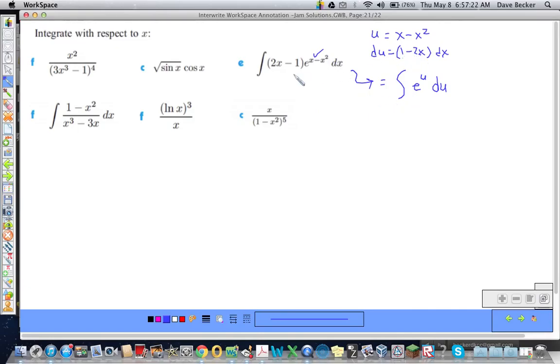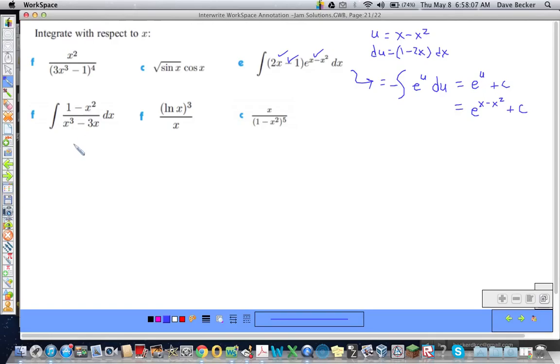du is 1 minus 2x, and I have 2x minus 1. Well, 1 minus 2x is the opposite of 2x minus 1. Opposite is the negation. So all I have to do to make this truly equal is negate the integral, because negative (1 minus 2x) becomes negative 1, ka-ching, positive 2x, ka-ching. Done. And then the integral of e to the u is e to the u plus c. And then we do our substitution: e to the x minus x squared plus c. Couldn't be simpler. Okay, let's do this F.